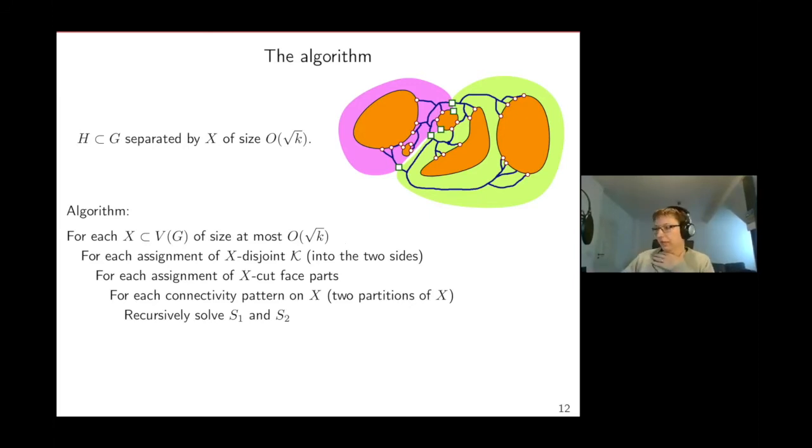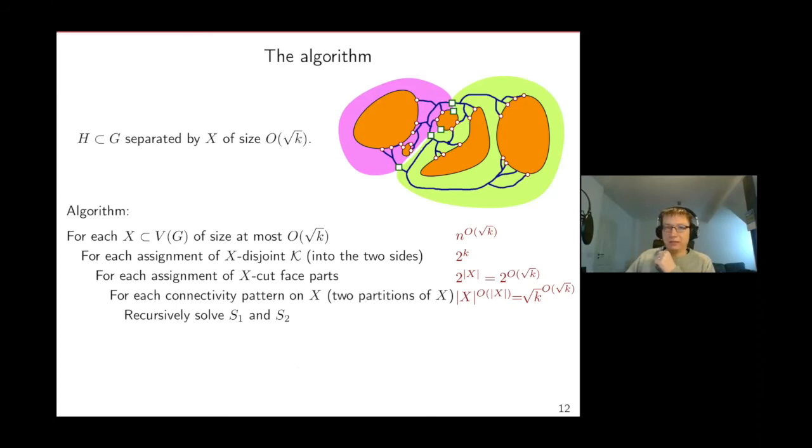So let's quickly see how this relates to the running time. So the first loop, I will need to repeat n to the order square root k times. That is how many ways I can pick the set capital X. Then for each terminal face, I will have to make a choice to put it on one side or the other of the separator.